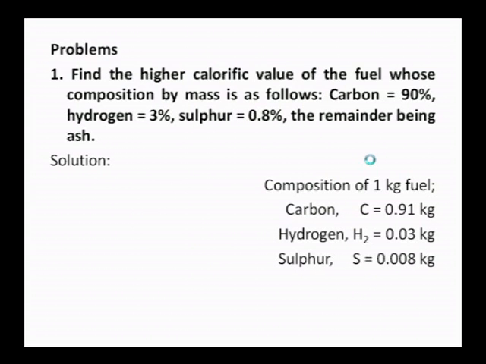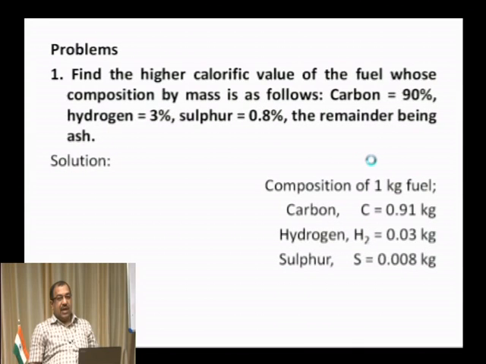So, this is a problem we can understand. How to calculate the calorific value of fuel? I will read out the problem. Find the higher calorific value of the fuel whose composition by mass is given as follows: carbon 90%, hydrogen 3%, sulphur 0.8%, and the remainder being ash.